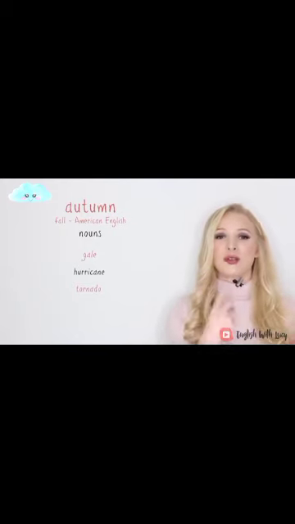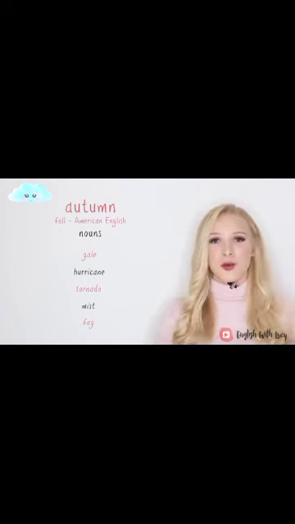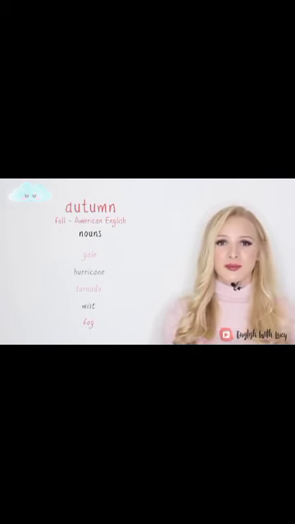Nouns, a gale, a strong wind, a hurricane, a very, very strong wind, a tornado, that's when wind goes around in a vortex. And you've also got mist and fog, which I mentioned before, which is cold moisture in the air.